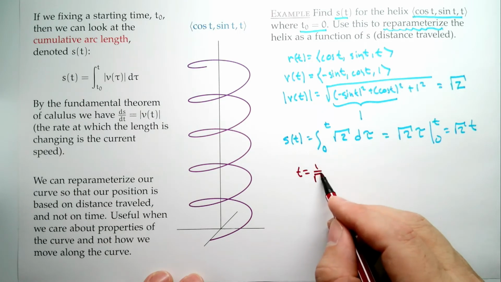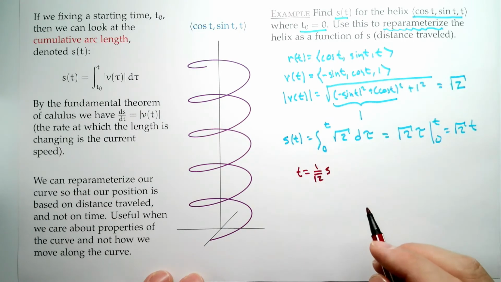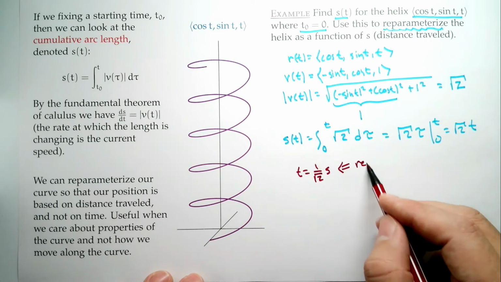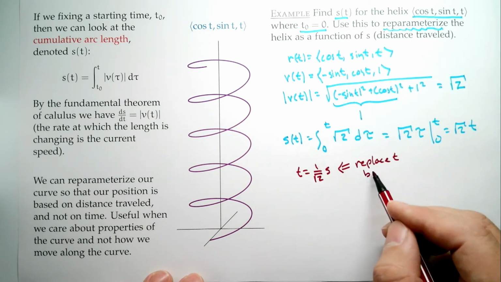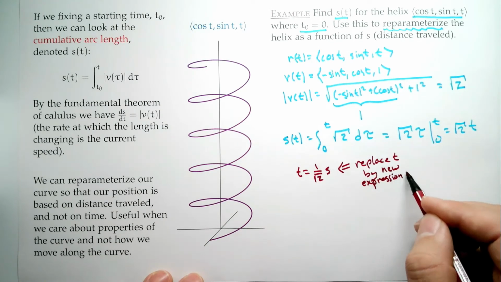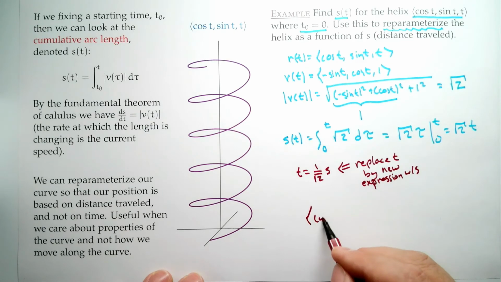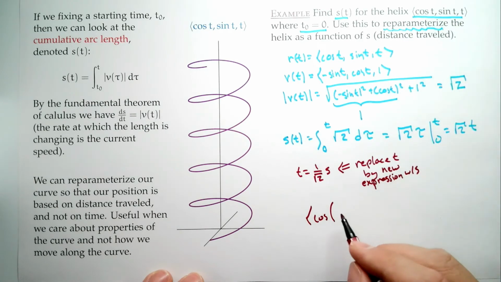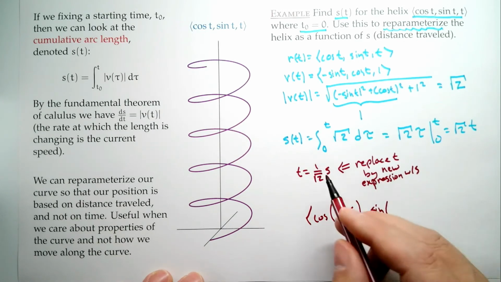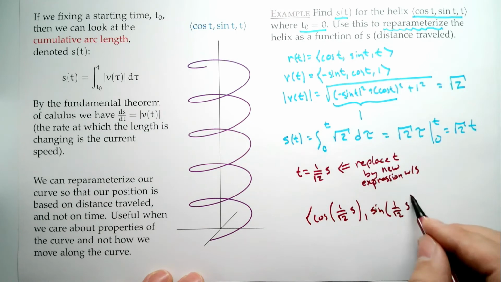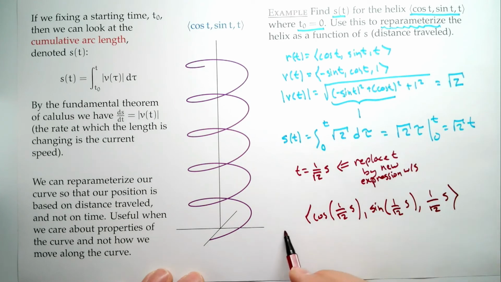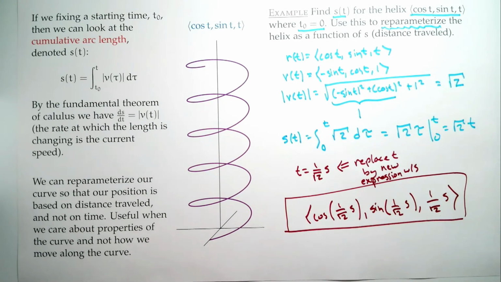Divide by root 2. So t equals 1 over root 2 times s. And now what I do is I say, okay, this right here, I'm going to replace t by this new term involving s. So what do we get? Well, we're going to end up with cosine, and now I replace t by 1 over root 2 times s, sine 1 over root 2 times s, and then t would be 1 over root 2 times s. And that's the new parameterization.